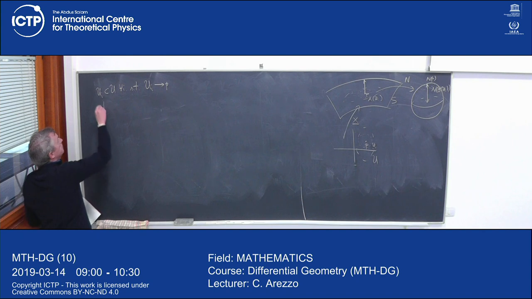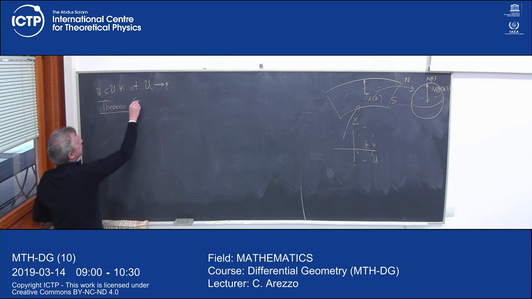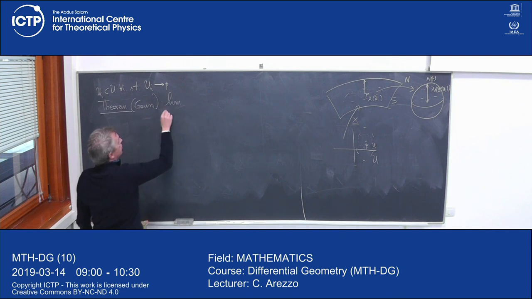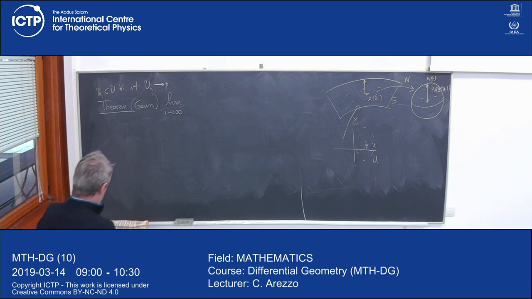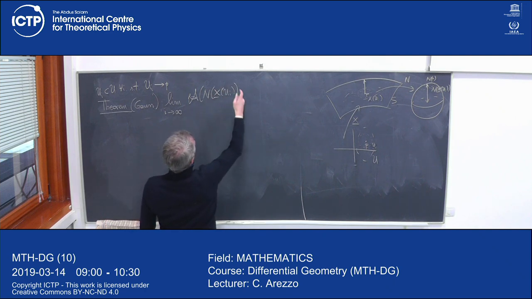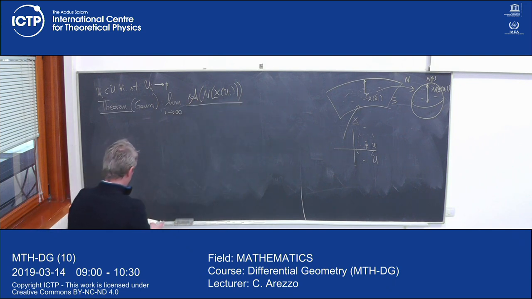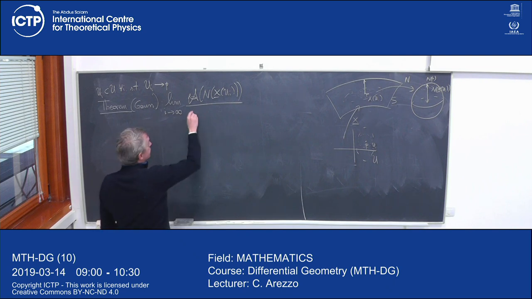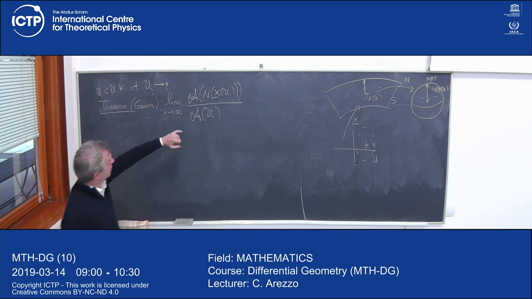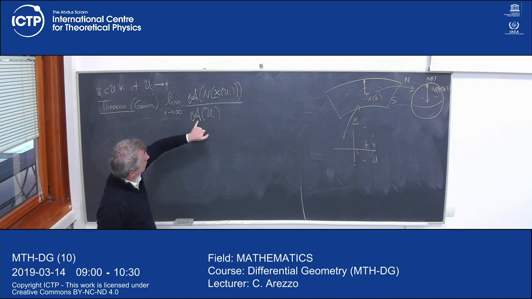So the theorem says the following. If you take the limit as i goes to infinity of this sequence of the areas of n of x of ui divided by the areas of ui, what is this? Well, this is the magic of Gauss. By my assumptions, the denominator is going to zero. This is the ball of radius 1 over i, so these areas are going to zero.